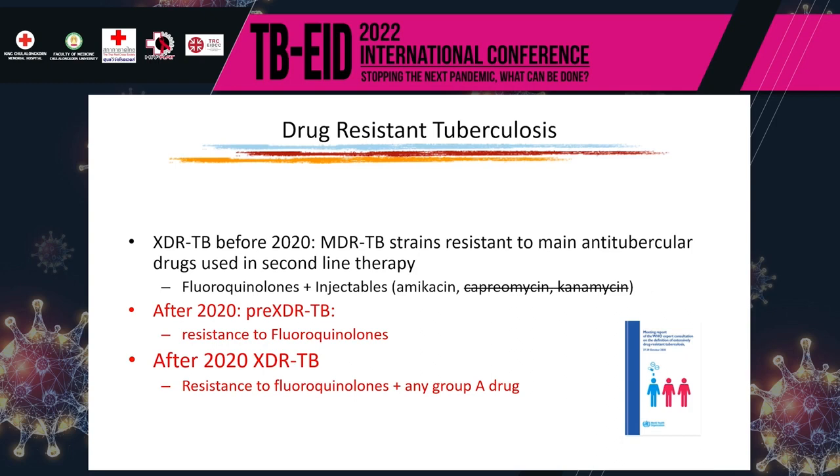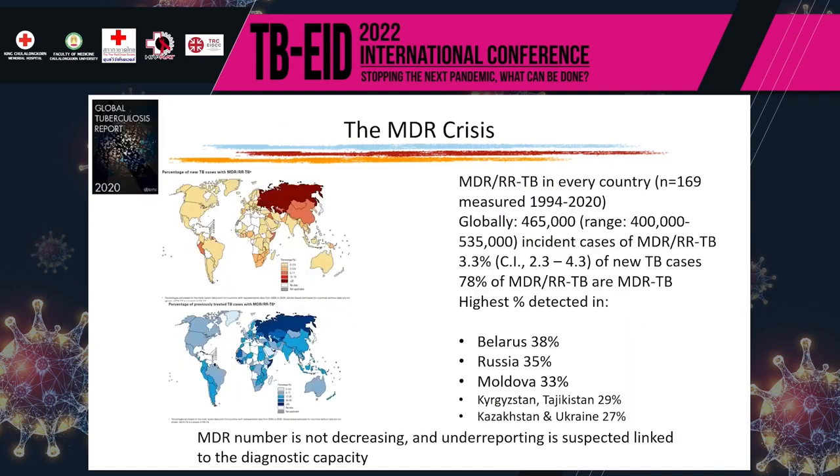After 2020, we have a new definition for pre-XDR-TB. Those are MDR strains resistant to fluoroquinolones. Fluoroquinolones remain a key drug for the treatment of MDR. And XDR-TB is defined as tuberculosis resistant to fluoroquinolones plus one or both of the other two antitubercular drugs used for second-line treatment included in Group A, mainly bedaquiline and linezolid.